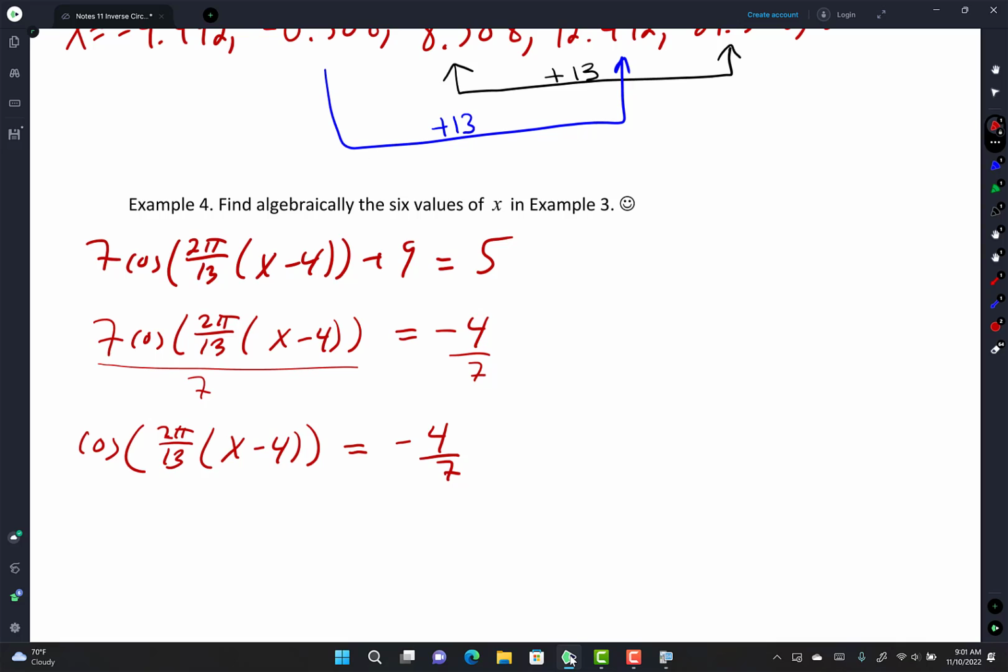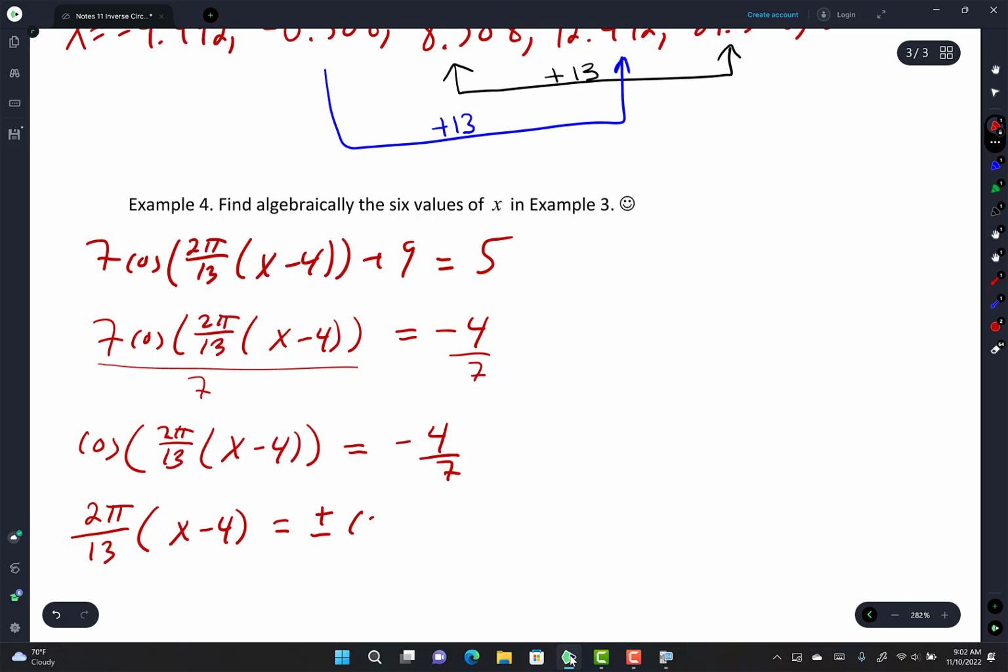All right, next, I need to get rid of the word cosine. It's cosine of all this stuff, which is called an argument. The only way to get rid of a cosine is to use the inverse. So my next line is 2 pi over 13 times (x minus 4) equals, and I'm going to put plus or minus arc cosine, or inverse cosine, of negative 4/7, plus 2 pi n, because it repeats every 2 pi. Well, obviously we know the real period, but that's the general form for the parent function, cosine. Are we still okay, guys?